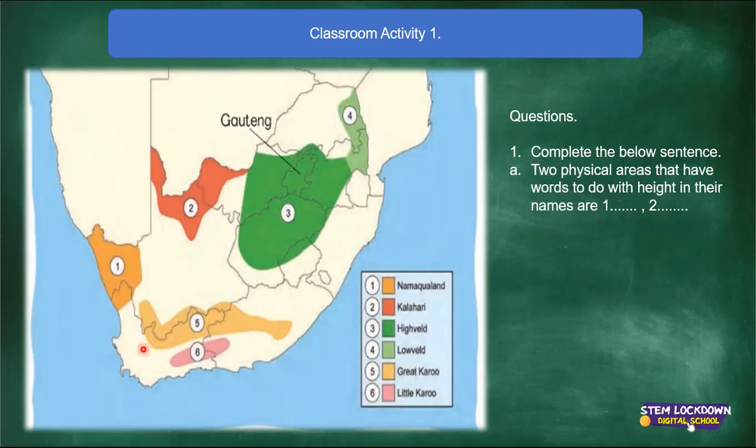We have Liseri. Liseri, what's your answer? Ma'am, I was going to say Highveld and Lowveld. Why Highveld and Lowveld? Because the names include high and low, which talks about the height. Yes, it's high and low, which talks about their height. Thank you very much.